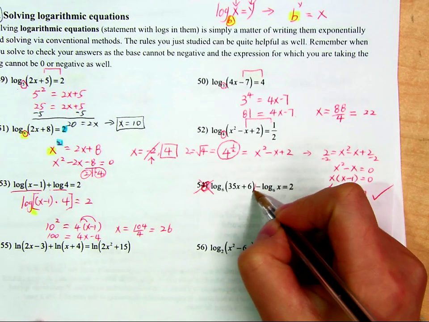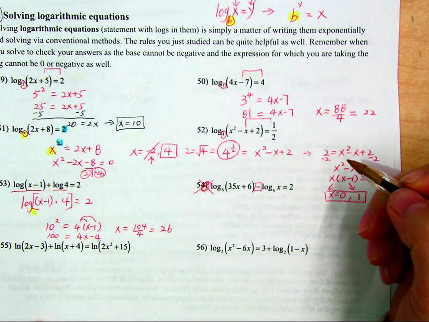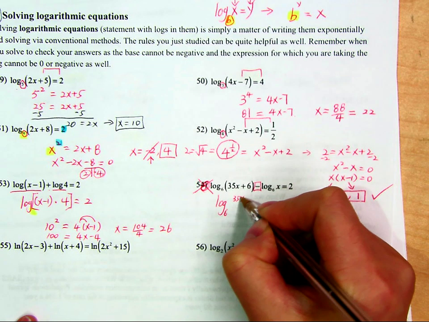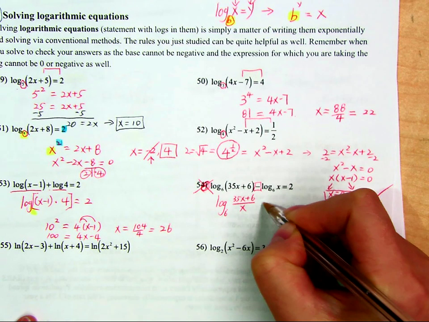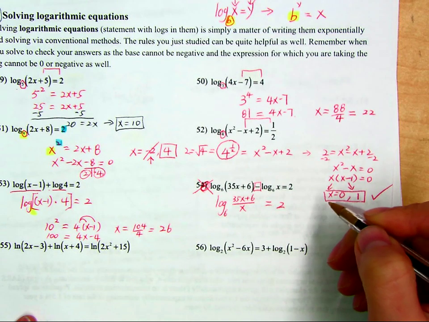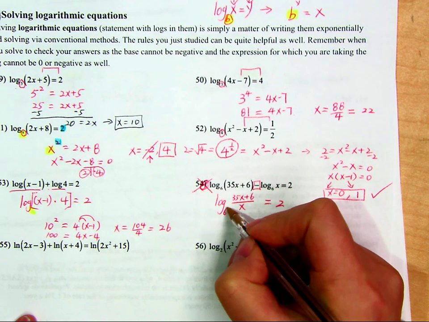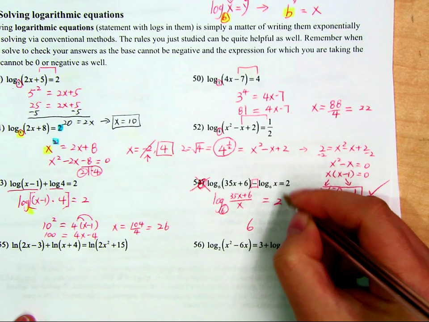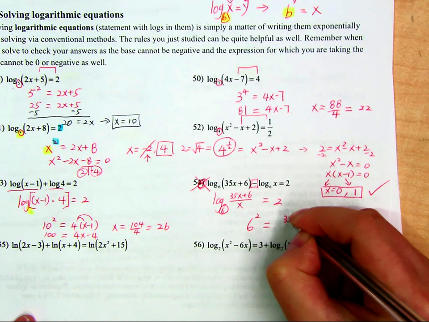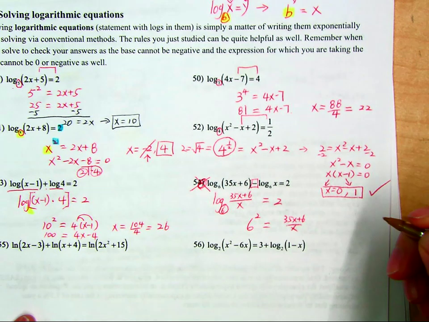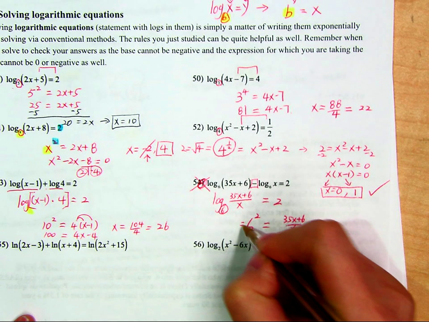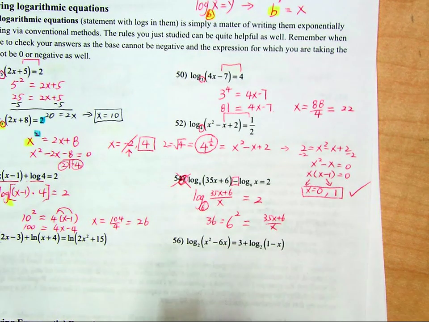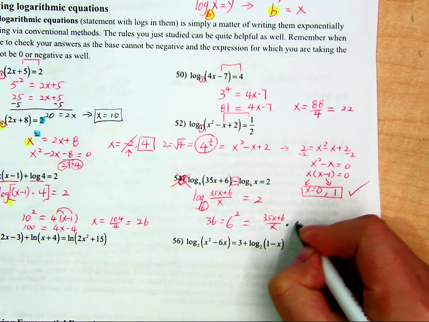Same thing. When we have a subtraction, that means we can convert to division. We have log base 6 of 35x plus 6 divided by x, and make it equal to 2. And now let's convert this to exponential. Base 6 stays 6. Convert these 2 terms: 2 here and 35x plus 6 over x. We can simplify 6 squared a little bit, which is 36. When you have something in the denominator, you can cancel it by multiplying by this whole thing on both sides.